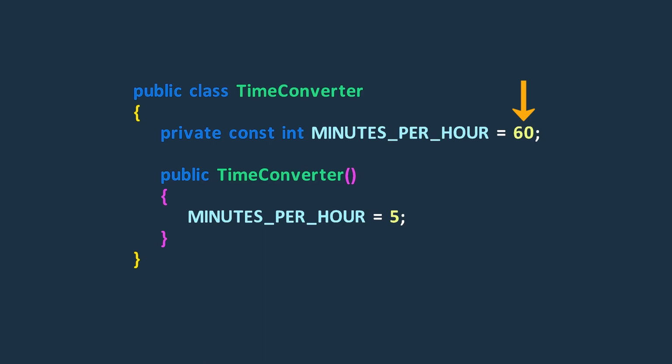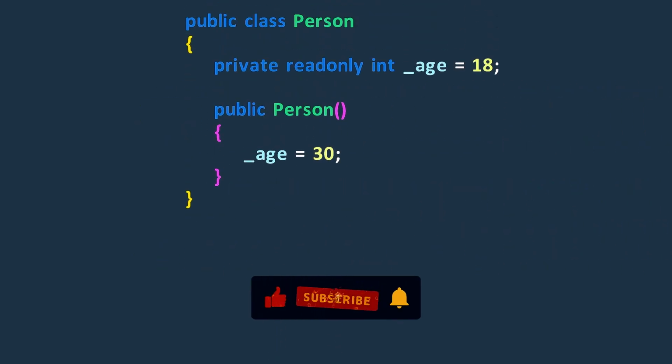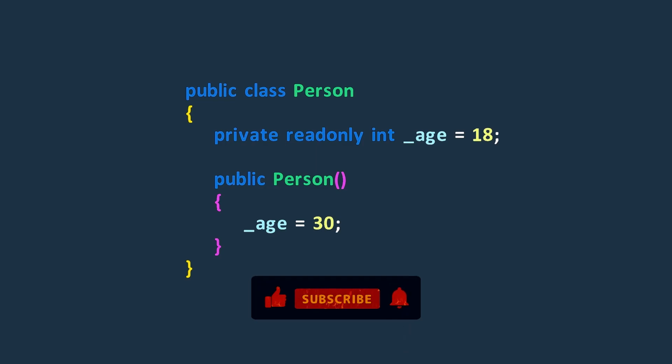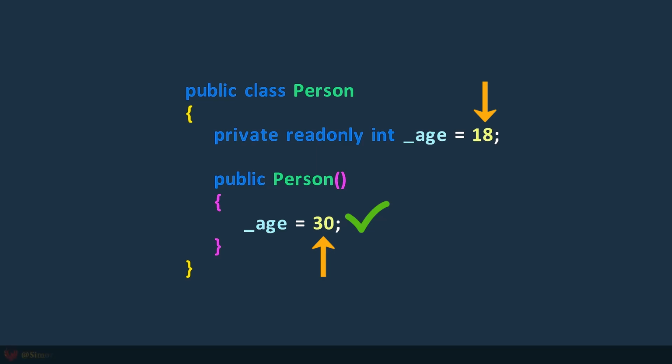When it comes to const fields, they need to be given a constant value when they are declared. Once assigned, the value cannot be changed. On the other hand, read-only fields offer more flexibility because we can assign a value to them either during declaration or within the constructor of the class they belong to.